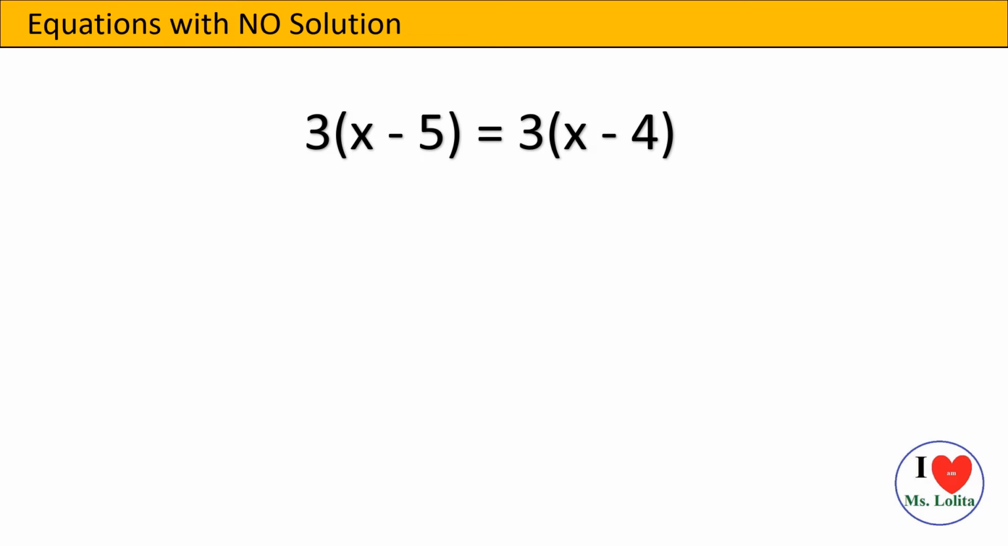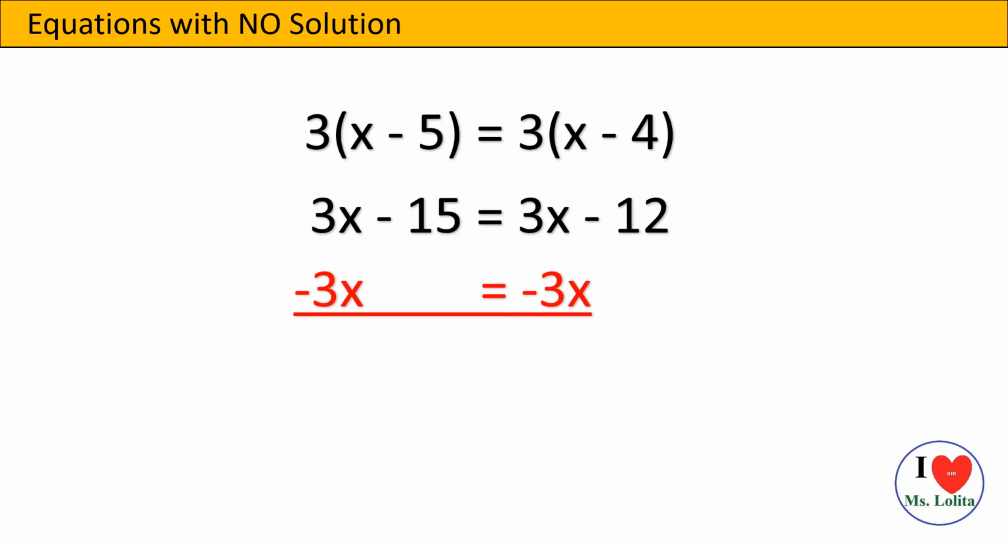Let us try to find out if there is a solution to this equation: 3 multiplied with the quantity x minus 5 is equal to 3 multiplied with the quantity x minus 4. We can solve the equation using the distributive property of multiplication. We're going to distribute the 3 inside the parentheses. So, 3 times x is 3x and 3 times negative 5 is negative 15. On the other side of the equation, 3 times x is 3x, and 3 times negative 4 is negative 12.